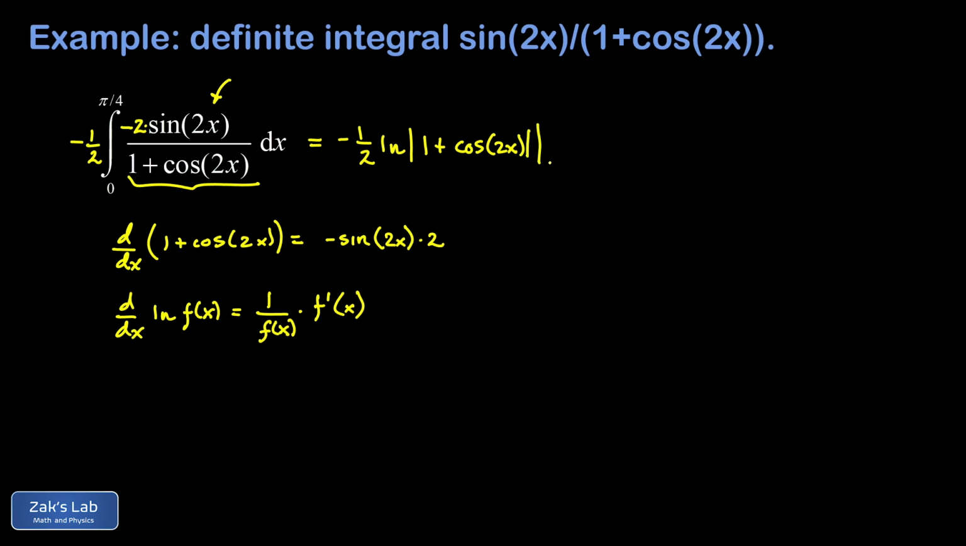Now we just have to evaluate across the limits of integration. That was 0 to pi over 4. So I'll go ahead and factor the -1/2 out of it. And when we sub in the upper limit here, we're going to get natural log of 1 plus the cosine of pi over 2. But the cosine of pi over 2 is 0. So we end up with just the natural log of 1 for our upper limit.